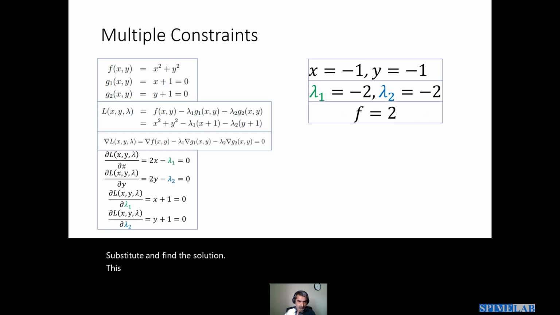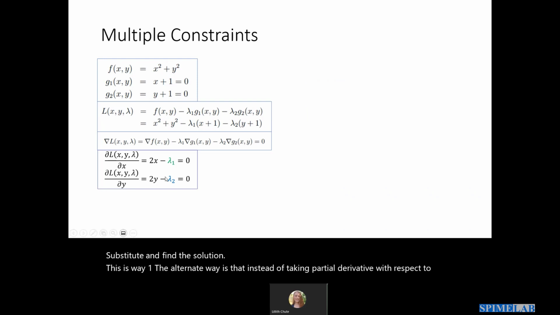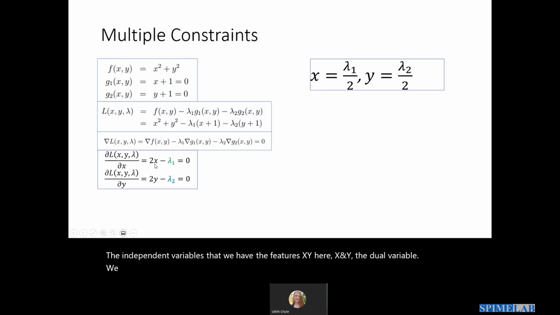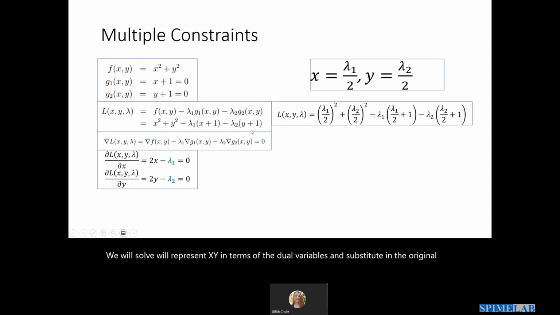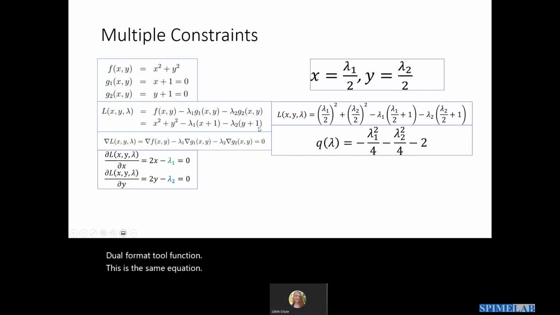So this is way number one. The alternate way is that instead of taking partial derivative with respect to everything, we just take the partial derivative with respect to the primal variables, the independent variables that we have, the features x and y. The dual variable we will solve, will represent x and y in terms of the dual variables and substitute in the original equation so that we can turn it into dual format, dual function. This is the same equation as this one.